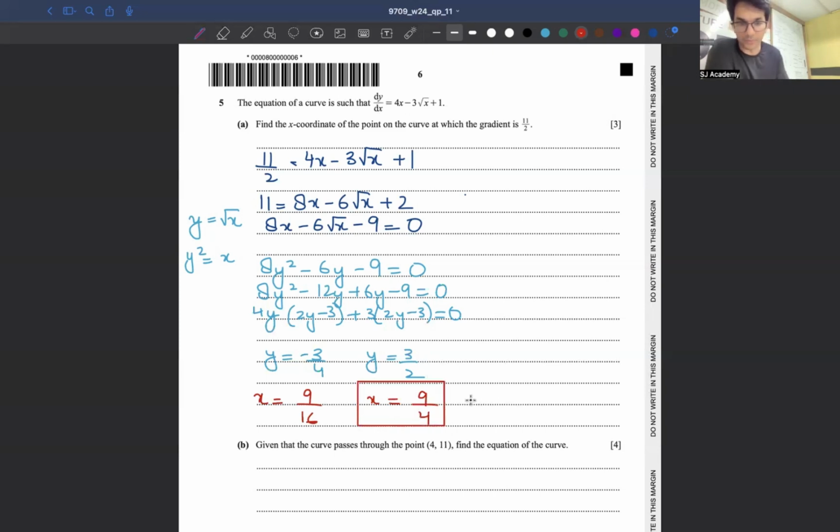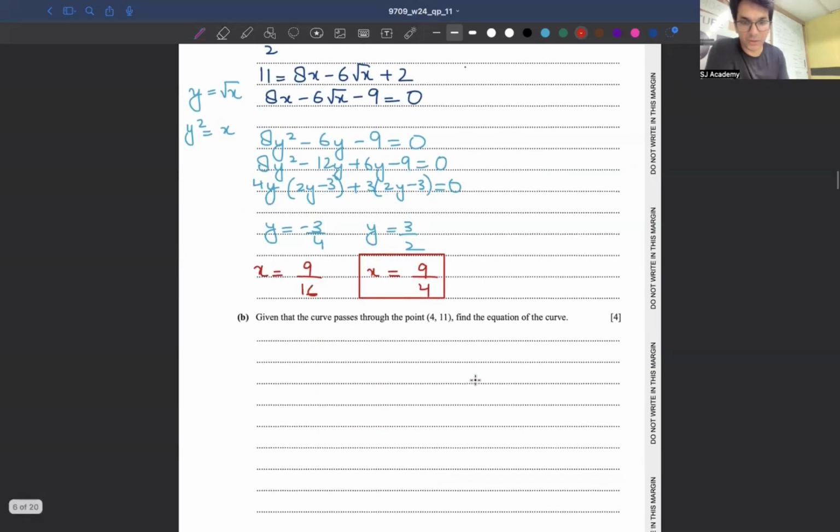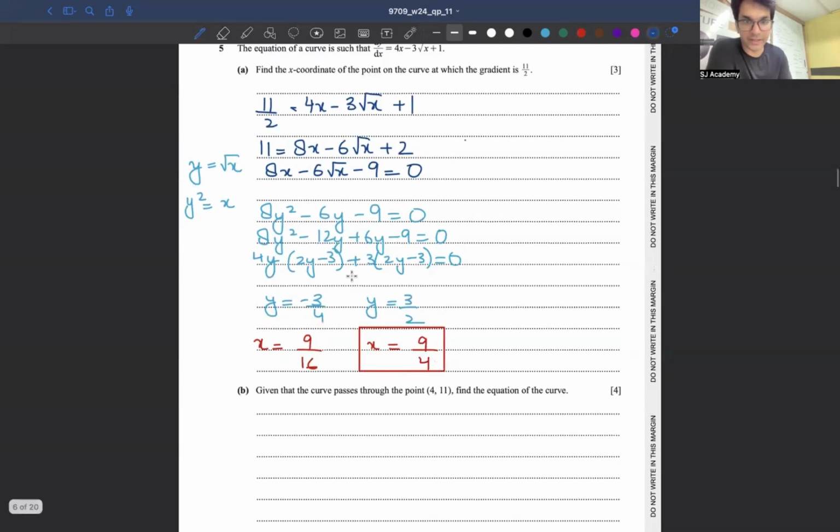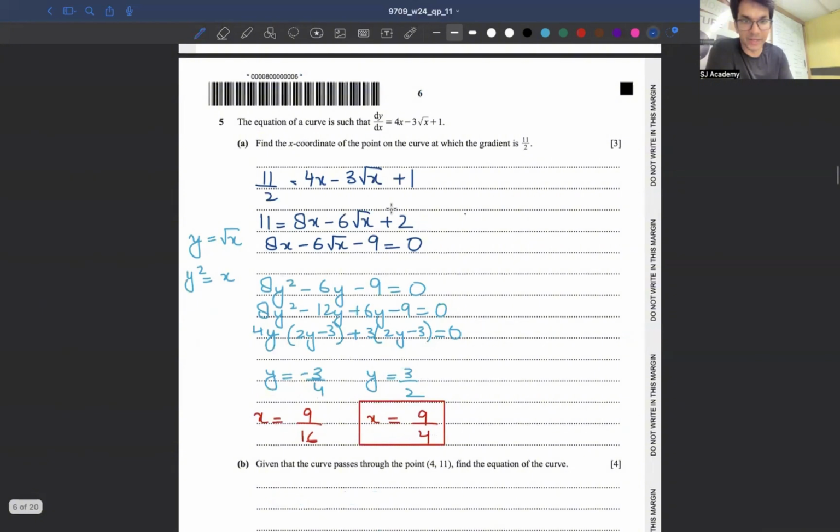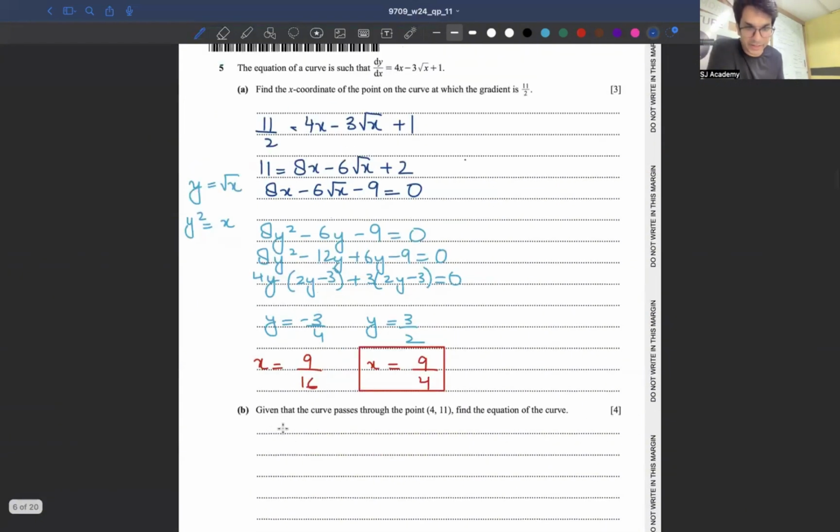In part B, it says given that the curve passes through the point (4, 11), we have to find the equation of the curve. To find the equation of the curve, we'll have to integrate the expression for dy by dx. We can first rearrange it and write it as dy equals, we'll multiply dx on this side, 4x minus 3x to the power half plus 1, dx.